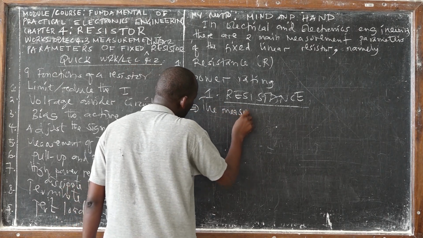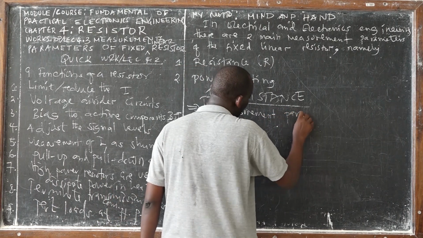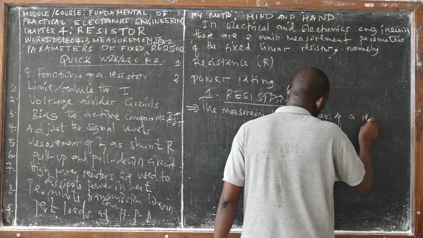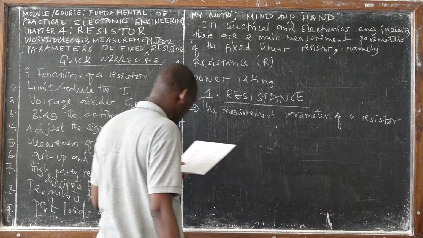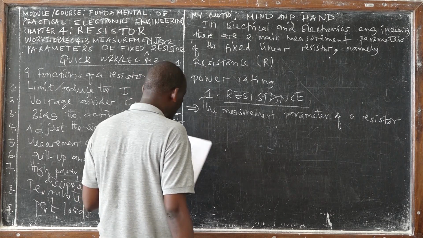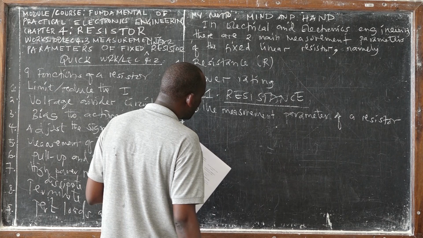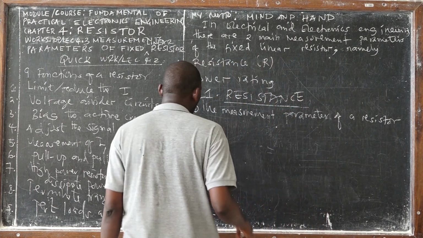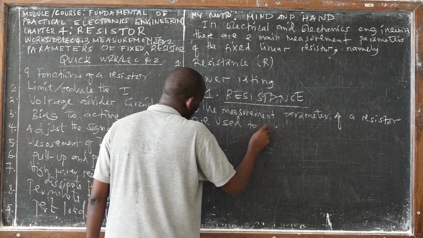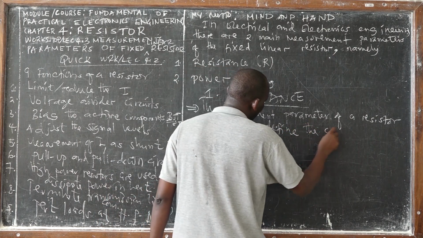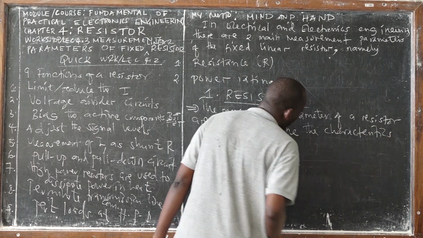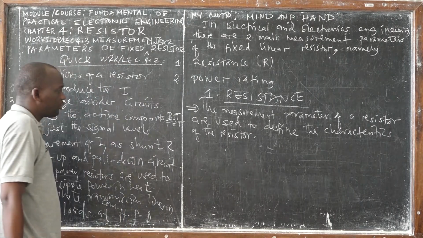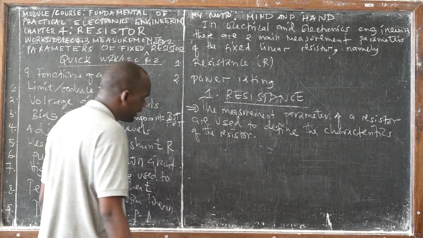The measurement parameters of a resistor are used to define the characteristics of the resistor.